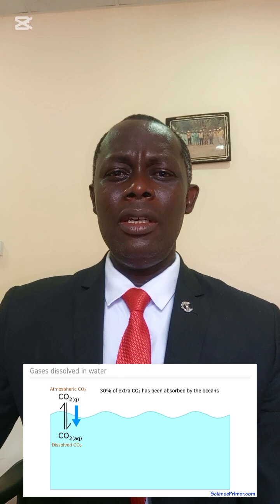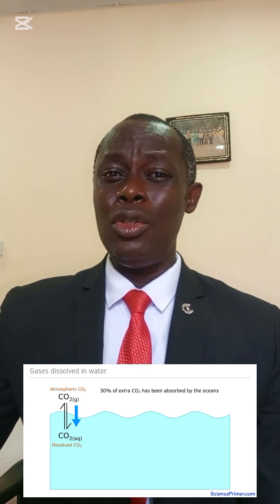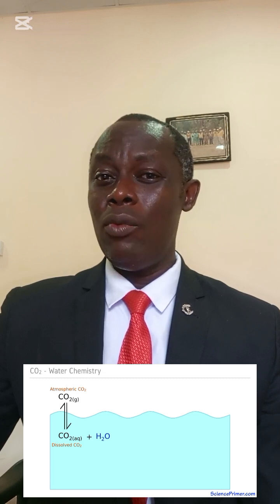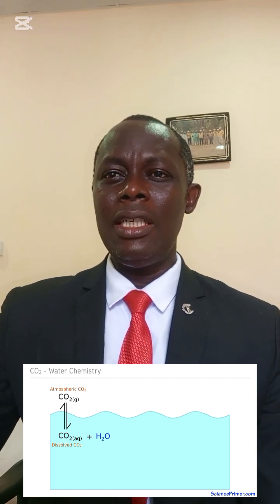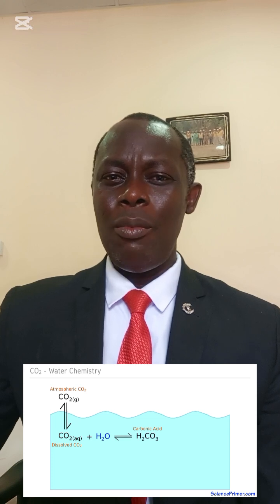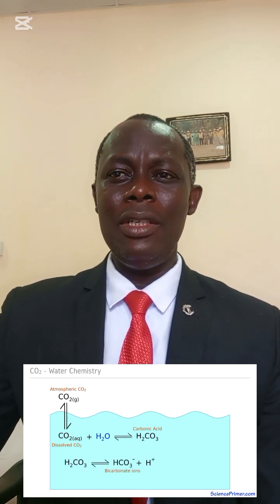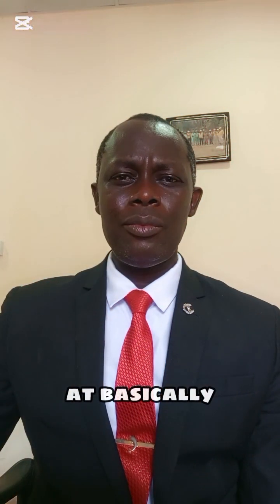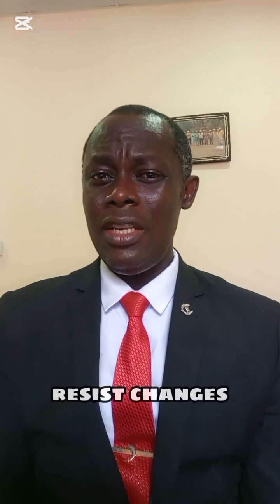Now, earlier I've discussed how the carbon dioxide in the atmosphere is absorbed into the river, into the ocean to combine with water to form carbonic acid, and how carbonic acid splits to form bicarbonate ions and hydrogen ion. Today we want to look at basically how this system, the carbonate-bicarbonate system, is able to resist changes in the pH in the ocean.